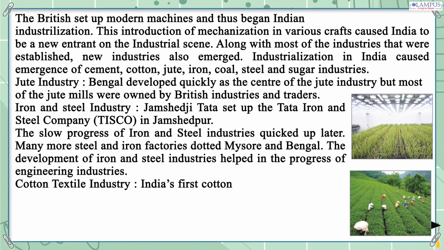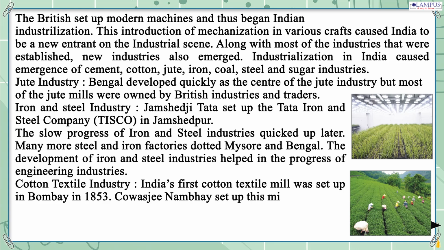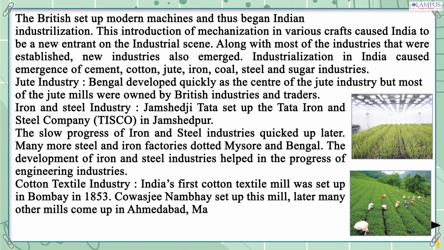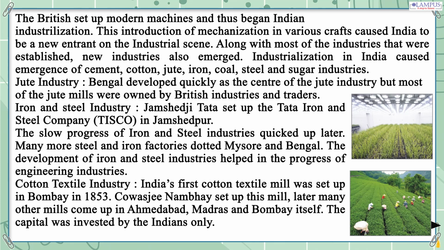India's first cotton textile mill was set up in Bombay in 1853. Kawarji Nambe set up this mill. Later many other mills came up in Ahmedabad, Madras and Bombay itself. The capital was invested by the Indians only.